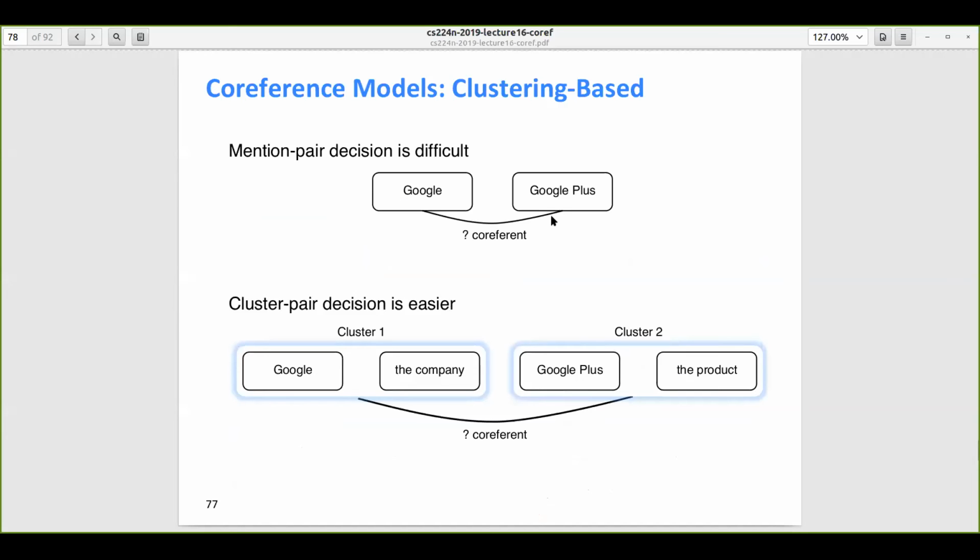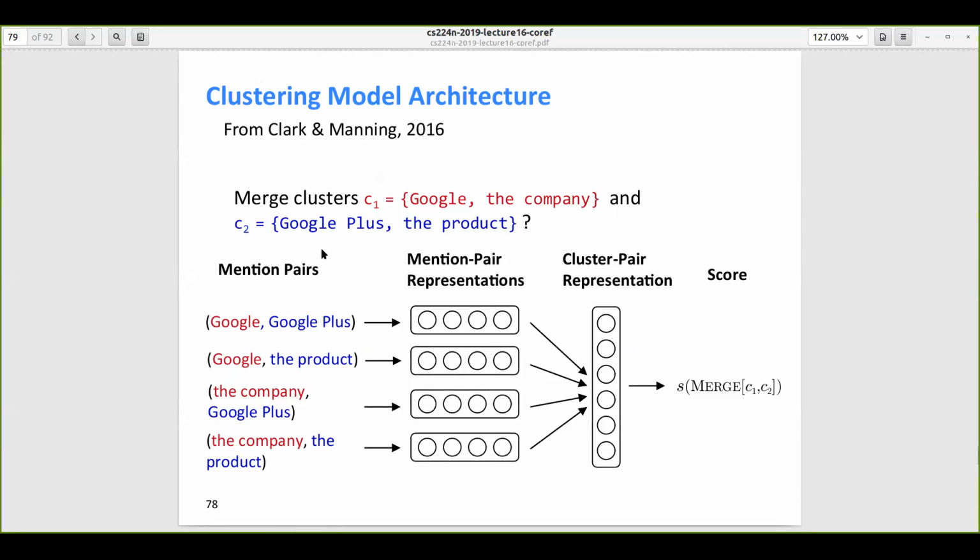So previously what we were doing is for every word, we were trying to see whether the words that have come before it are actually co-referents of each other or not. So that kind of mention pair decision is kind of difficult. But when it comes to cluster pair decision, it is comparatively easier. So here, what happens is that we have these mention pairs, and for every mention pair, we have some sort of representation, and that helps in cluster pair representation, which would finally generate the score for the merged clusters.